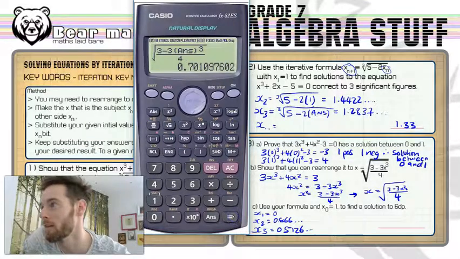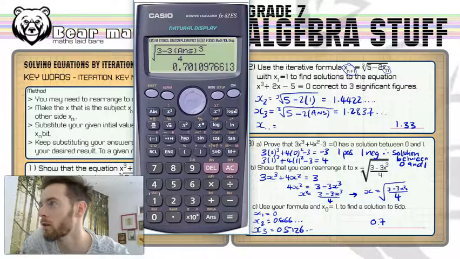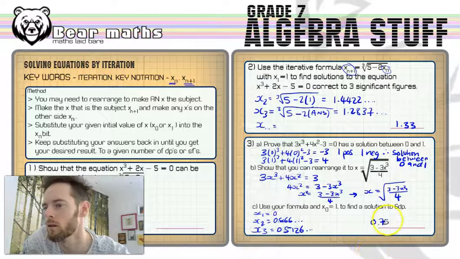1, 2, 3, 4, 5, 6. I think we're there. There we go. Right, so that would be 0.701098. 1, 2, 3, 4, 5, 6 decimal places. All right.